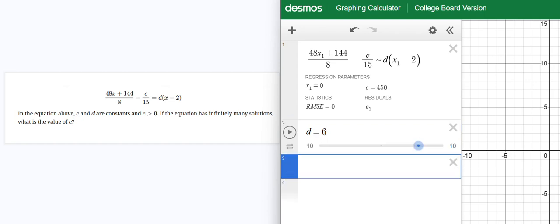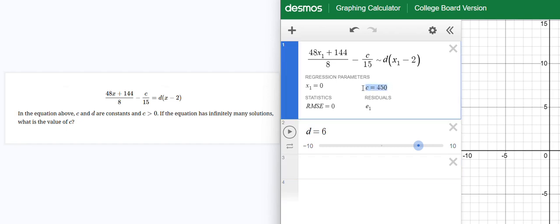Then hit enter, so you get your c over here is 450, and that's your answer.